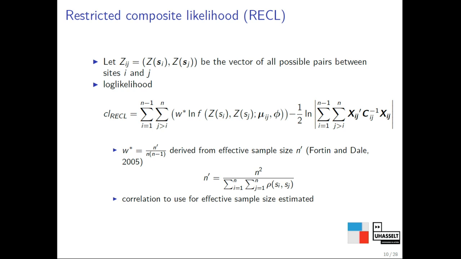And now, in a similar way to the way restricted maximum likelihood corrects for maximum likelihood, we come up with a restricted composite likelihood method. So you have your pairwise likelihood in the first term, and then a penalty term, which is only a function of your covariance parameters, and you also sum between pairs. And we have an extra correction term, which is W star, which is derived from the effective sample size as defined by Fortin and Dale.